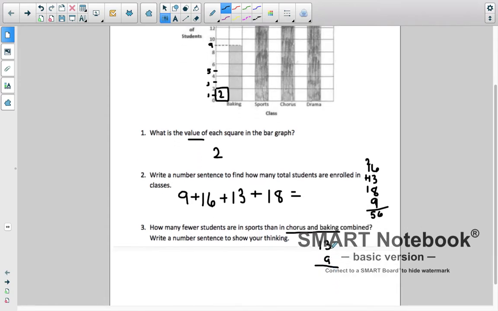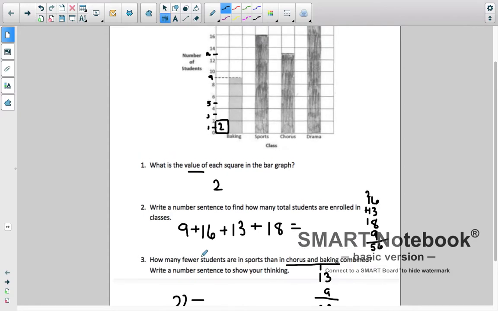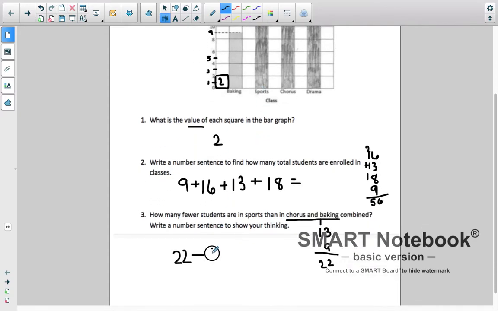So 13 plus 9 equals what? 9 plus 3 equals 12. Carry the 1. That's 22. And then it says how many fewer students, fewer means subtraction, than in sports. And we found out that there were 16 students in sports. So we have to find out this subtraction problem. What is 22 minus 16? If you need to write it this way to help you out, you can do it that way. That's how I think of it.